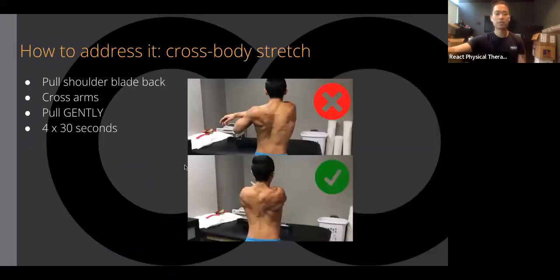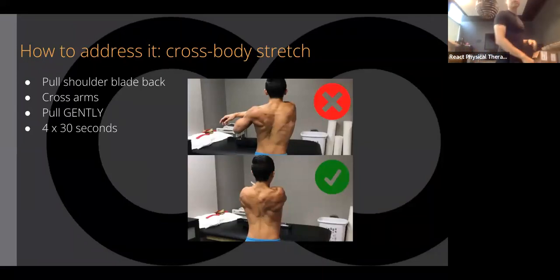We have our cross-body stretch. Okay, so with our cross-body stretch, we're going to be pulling the shoulder blade back, and from there, we're going to reach across and gently pull, right? The goal is, as you just hold it here, to feel a stretch in the back of the shoulder. Okay.